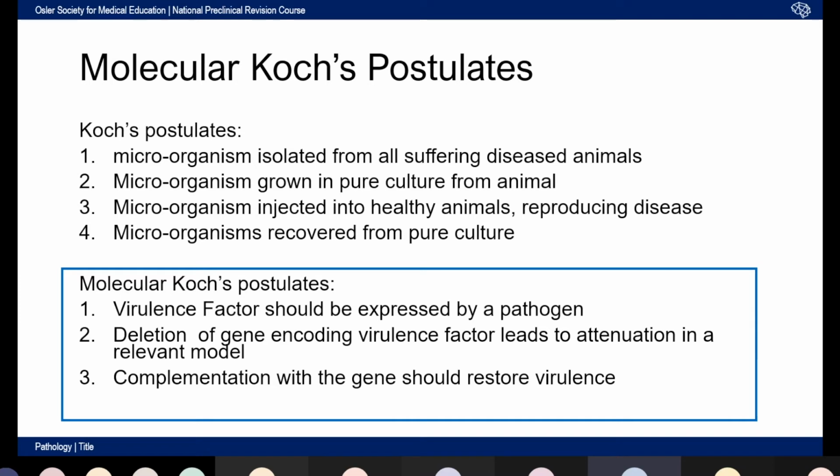And the molecular Koch postulates are how pathogenicity determinants are identified. So a virulence factor should be expressed by a pathogen, and then if you delete that gene, it should lead to attenuation of the infection in a relevant model. And if you complement that gene, so put it back in, then that should restore the virulence, so you know that it was deletion of the gene that caused that effect.